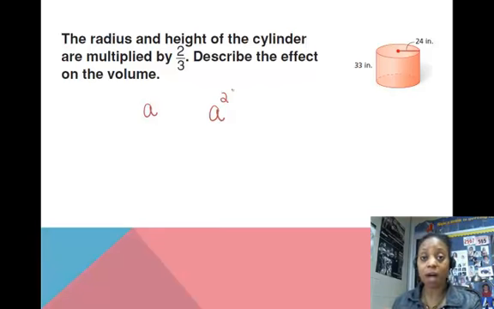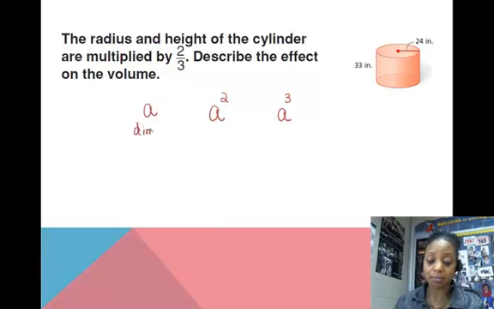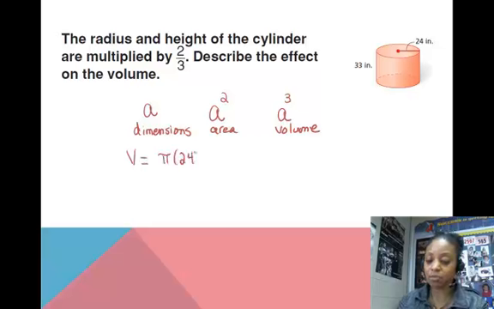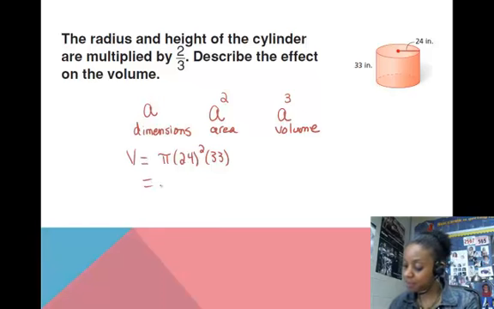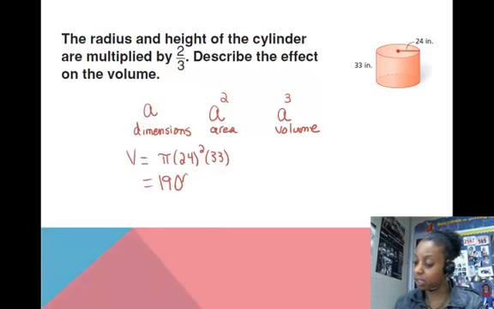So then what's going to happen to the volume? The volume should be impacted by a factor of A cubed. So this would be dimensions, area, and volume. So let's check and see. Let's find the volume of the original. The volume of the original is pi times 24 squared times 33. So it's 24 squared times 33, and that's going to be 19,008 pi cubic inches. So that's the original volume.